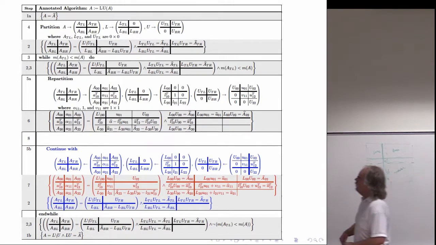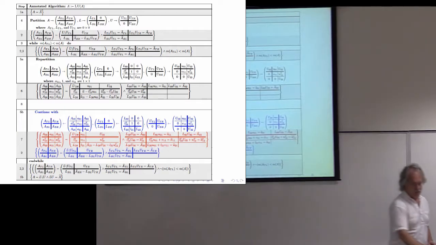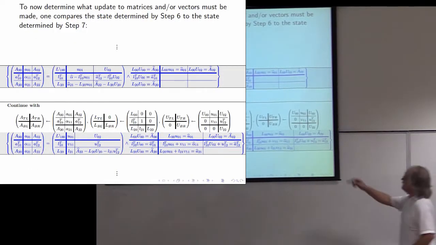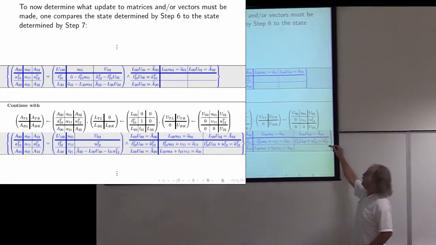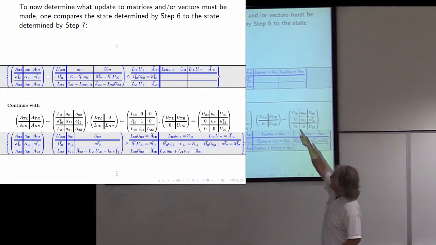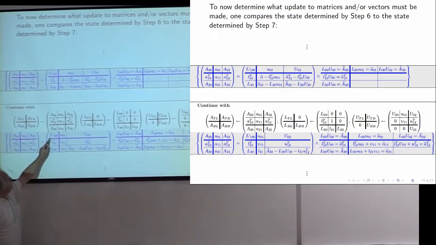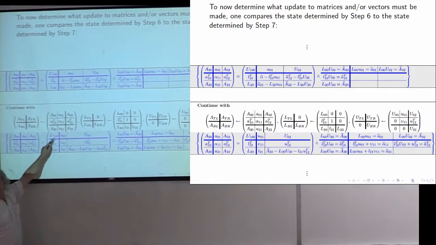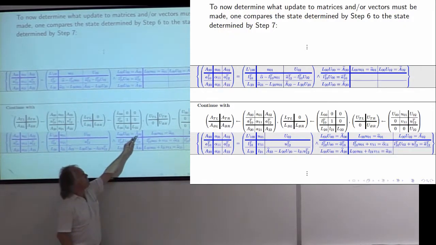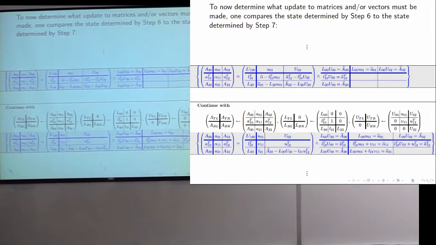Okay? But what do we know? We know that we must be in this state at the bottom of the loop. We know that we are in that state at the top of the loop. And what we need to do is figure out what to update. Well, notice that A00 must have L00 and U00 in it, where L00 and U00 must satisfy that. But if you look up there, A00 already has that in it, modulo that typo. Okay? Good. Nothing needs to be done there.